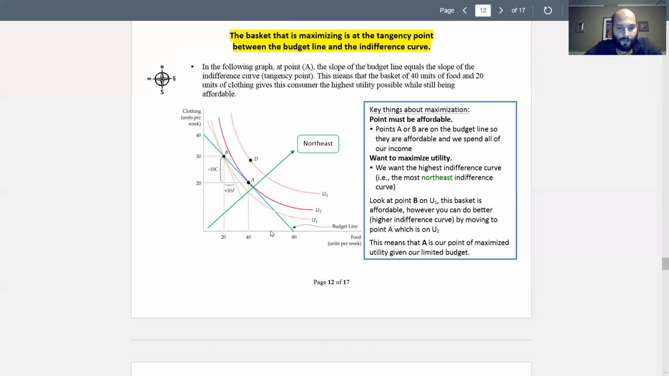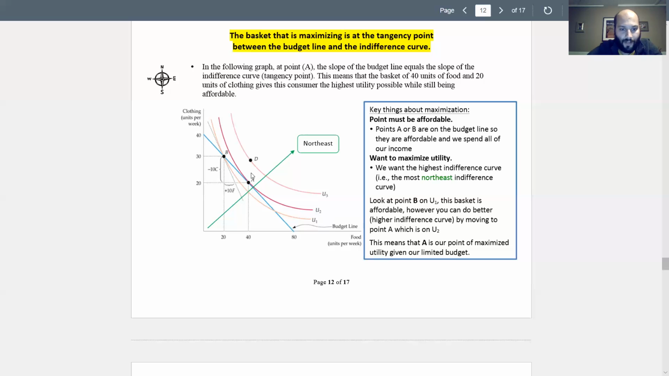What we're going to notice is that the slope at this particular point of the budget constraint is exactly equal to the slope of this indifference curve. And it turns out that this is going to be our rule for optimality. We're going to be looking for a point where the slope of the budget line, which is negative price of the X variable, food, over price of the Y variable, clothing, is equal to the slope of the indifference curve, which is the marginal rate of substitution, marginal utility of food over marginal utility of clothing.